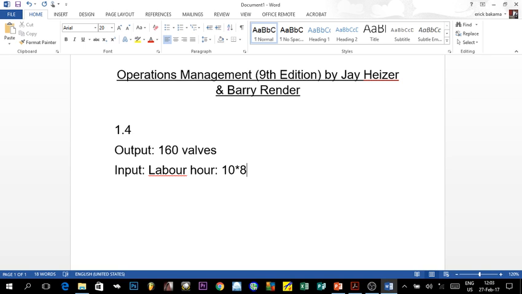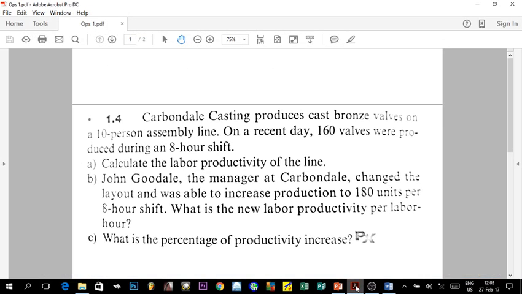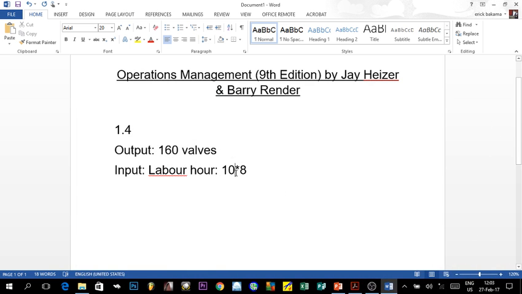So we have 10 people working for 8 hours. We multiply by 8 hours, and the value that we get is a total of 80 hours that these people are going to work.